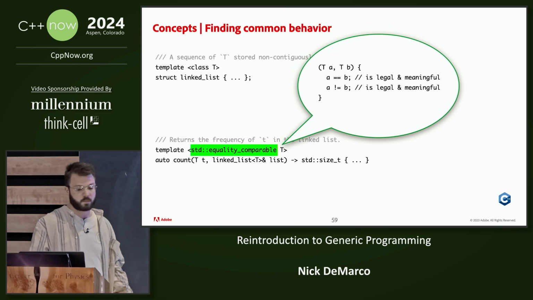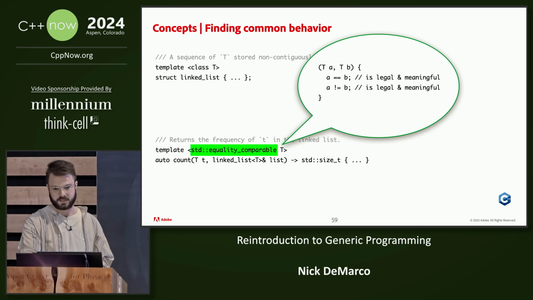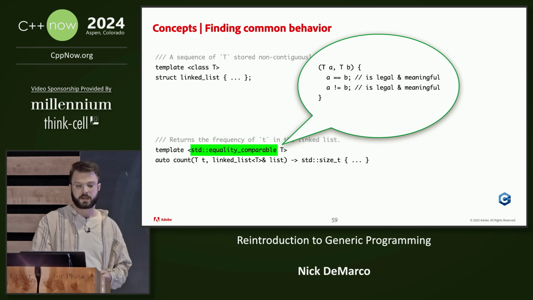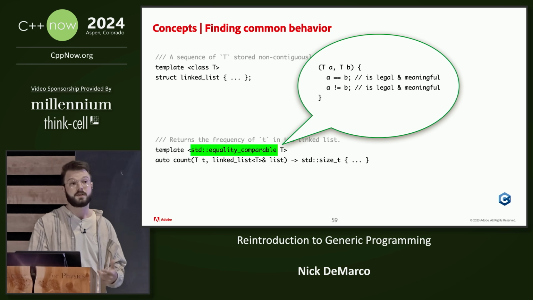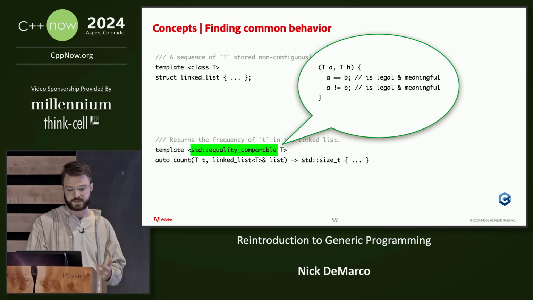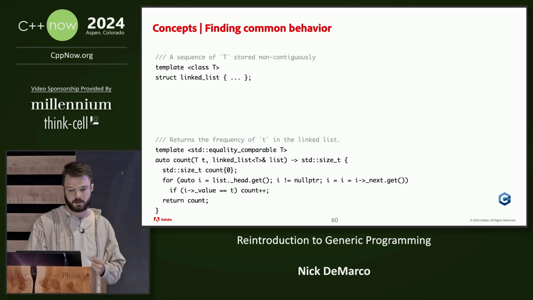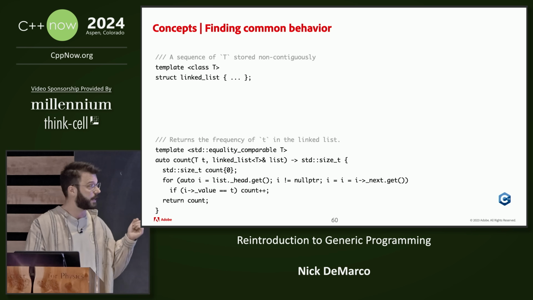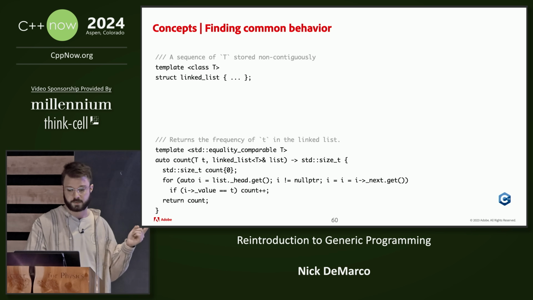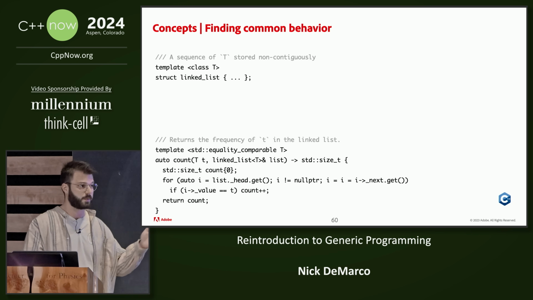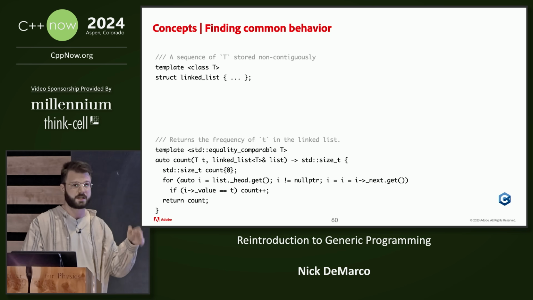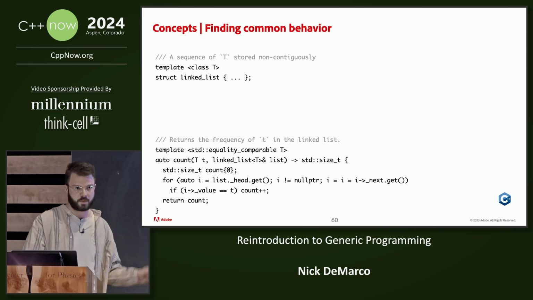And what that means in a little bit more detail is that for any 2 Ts, we require that equality and inequality expressions are legal and meaningful. In other words, that we have the double equals and bang equals syntax, and that syntax has the expected semantics, not just any semantics. And don't worry about how we implement this thing yet, we'll get there. But then we implement our count algorithm like this. Again, it shouldn't be too surprising. We just iterate through the linked list, and as we find the value we're looking for, we increment a count, we return the count. Hold that in your head.